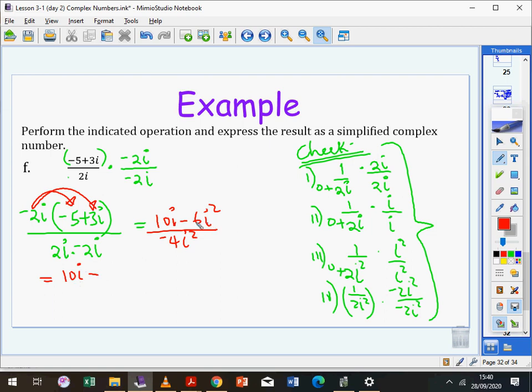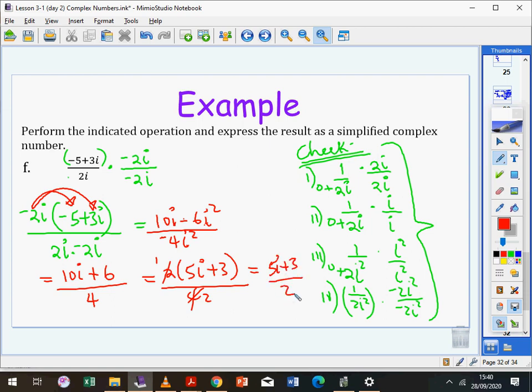6 times negative 1 is negative 6. Negative of negative 6 is positive 6. And negative 4i squared in the denominator, i squared is negative 1. Negative 1 times negative 4 is positive 4, which I can simplify because the numerator has a 2, which I can factor out. 2 into 5i plus 3, divided by 4 divided by 2 once and by 2 twice. So my final answer becomes 5i plus 3 divided by 2. That's my simplified complex number.